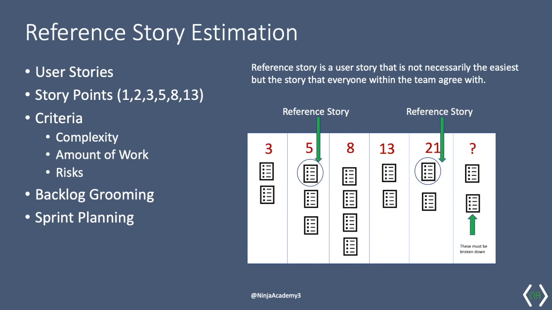So when I'm estimating new stories, all I have to do is pick a story and say, will this take longer than the reference story X, or will it take less than the reference story Y? As simple as that. So if a story requires a story point of more than 21, you would have to look at breaking it down such that it can be completed within a sprint.